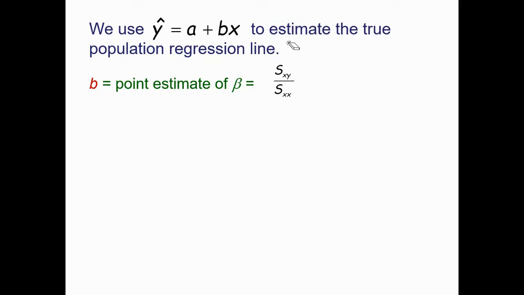To find b, yes, we can use our calculator, plug the data in, it gives us the regression line, and we're done. But we can also calculate it. We can do the standard deviation of xy together, divided by the standard deviation of your x's. To get a, that's going to be a point estimate of alpha, which is y bar minus b times x bar.